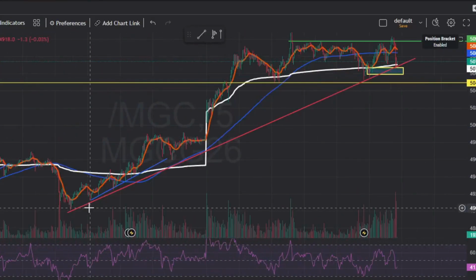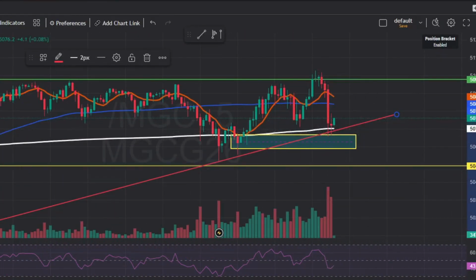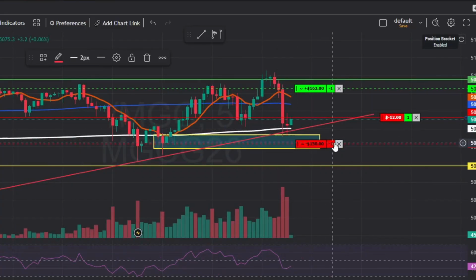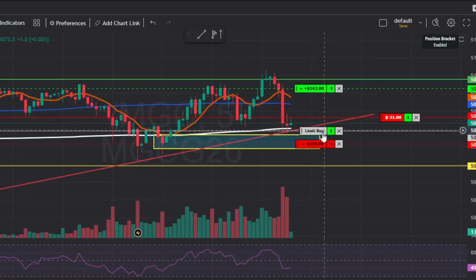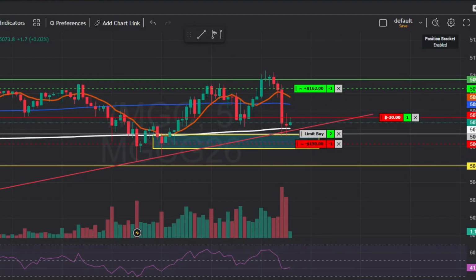All right, and so this is another gold trade here. Basically, the trend lines lined up with the zone. I ended up jumping in with one contract. And like I said, this is a pretty simple strategy, but it works.